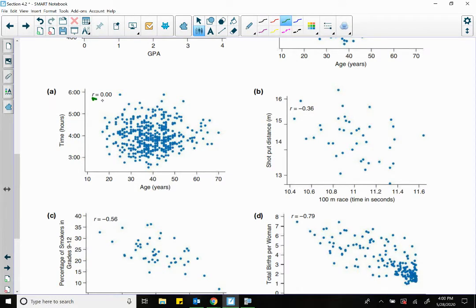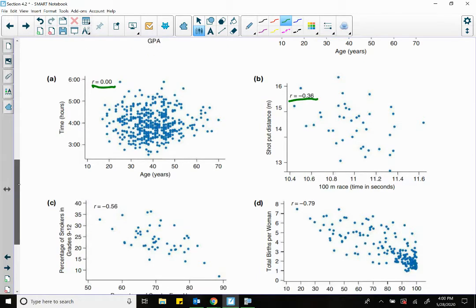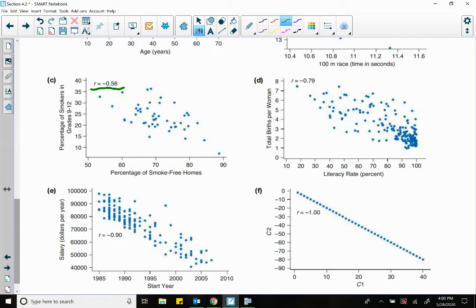In the other direction, here is R when it's 0. Here is a negative 0.36. Negative 0.56. Notice it's starting to form that line right there. Dots are moving a little bit closer. Negative 0.79, getting closer and closer. There's a negative 0.9. So you can see kind of like a thick line there. And then a perfect negative 1.